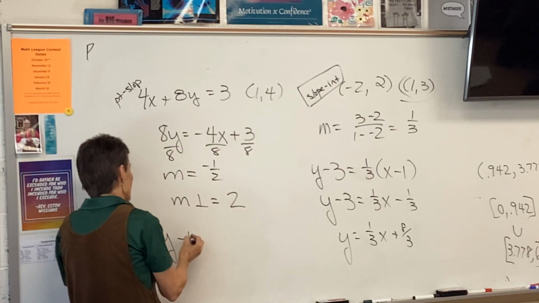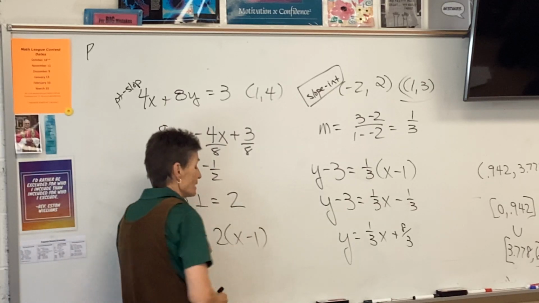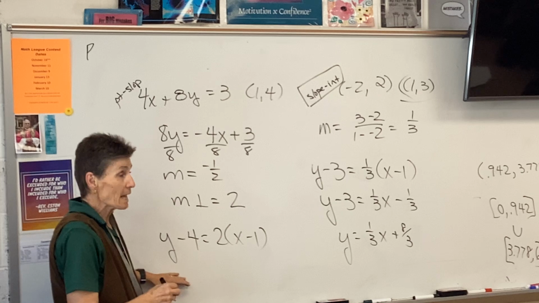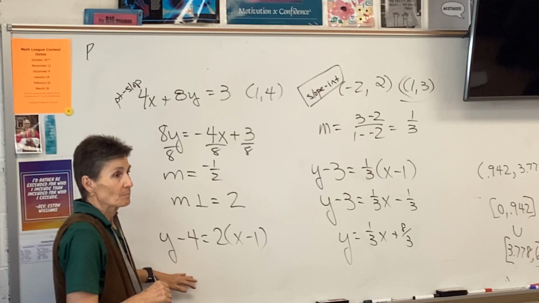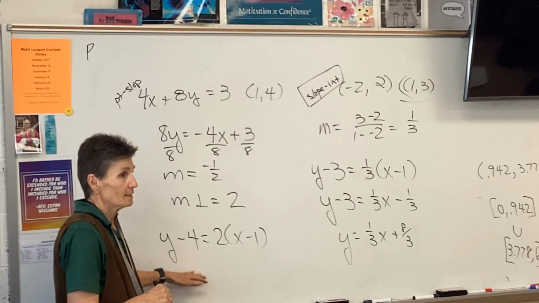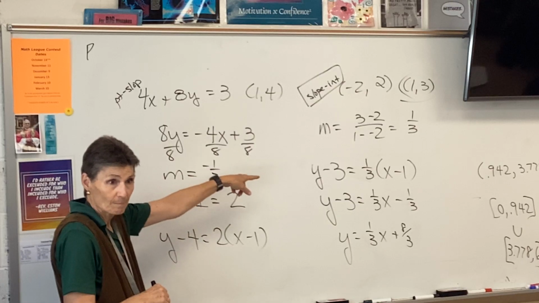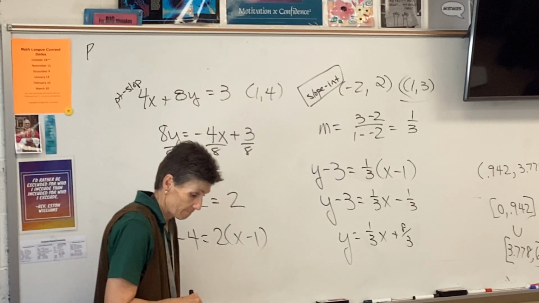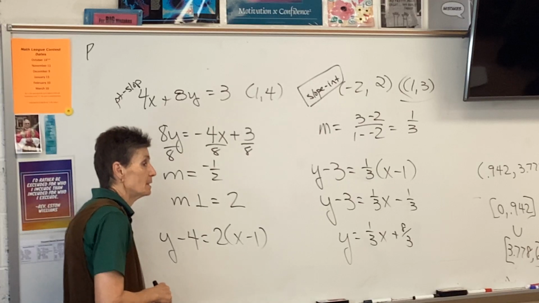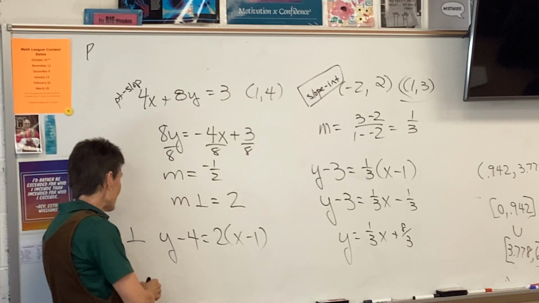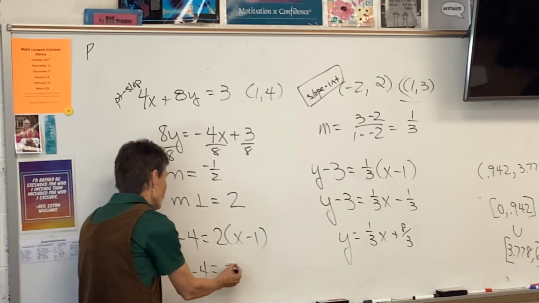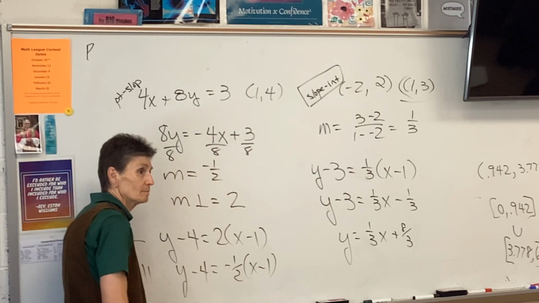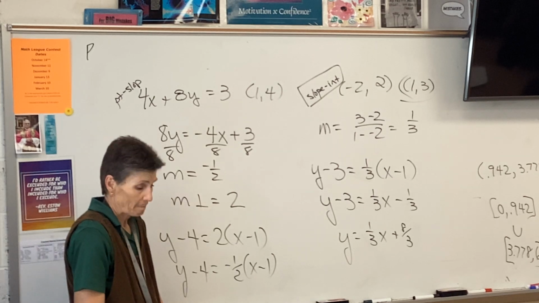There's your point. y minus 4 equals 2(x minus 1). So again, if there's no directions, absolutely leave it right here. If it says point-slope, that's what you got. If it says slope-intercept, you gotta do that. Repeat the problem, but this is your perpendicular. Repeat the problem, but do your parallel. y minus 4 equals -1/2 (x minus 1). Easy peasy.